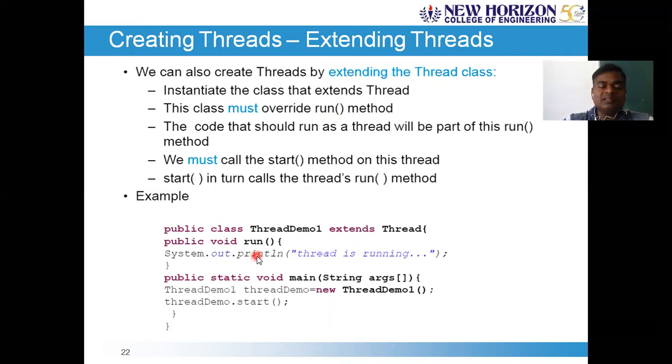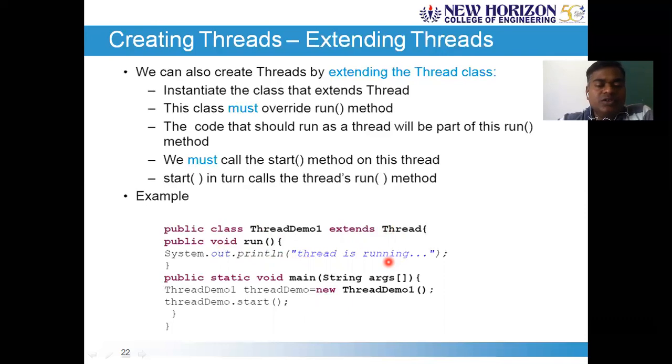So let me put the things like this. You are defining your own class. ThreadDemo1 extends Thread, which is a built-in class. And what you should do? You should override the run method. So public void run. Something is there in the superclass version of the run method, but I need it like this. So I'm redefining run, just to put a message, "Thread is running."